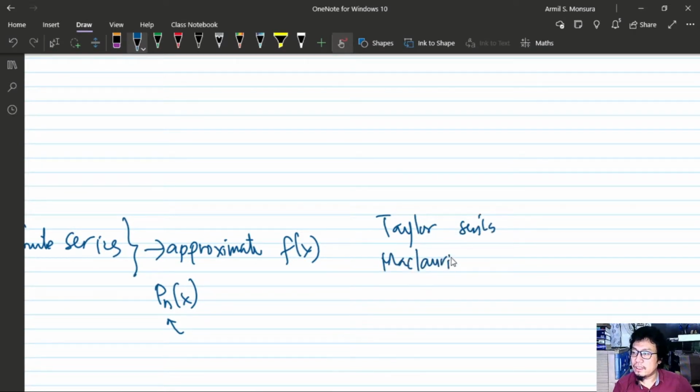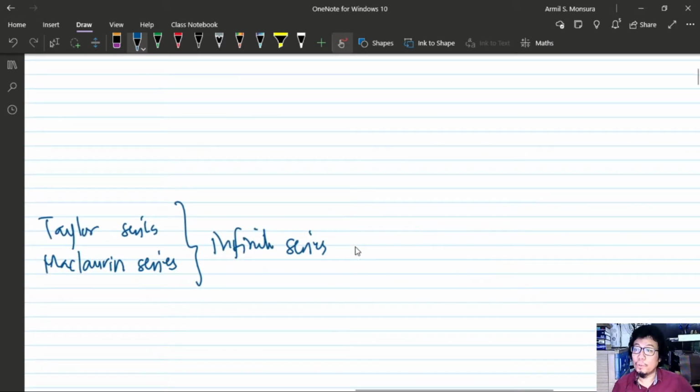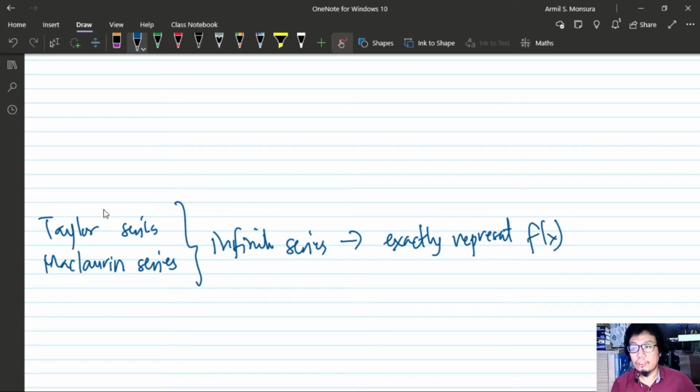These two, the Taylor series and Maclaurin series, are infinite series, and their primary purpose is to exactly represent f of x. You would write a Taylor series or a Maclaurin series as an infinite series because you would like to exactly represent your f of x. That's the fundamental difference between a Taylor or Maclaurin polynomial and a Taylor or Maclaurin series. You should be aware of that difference.